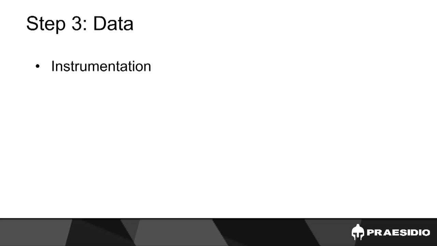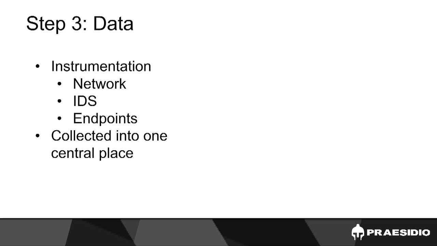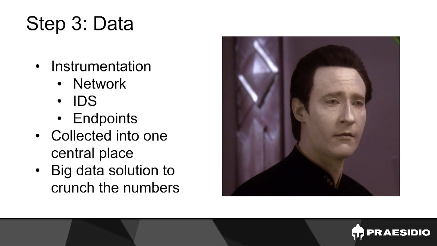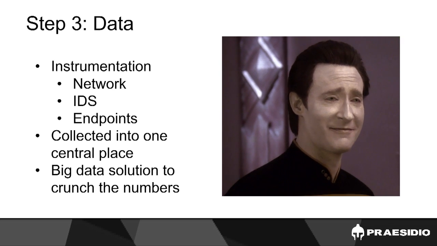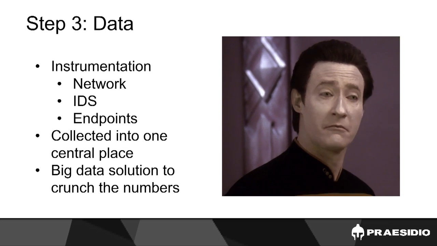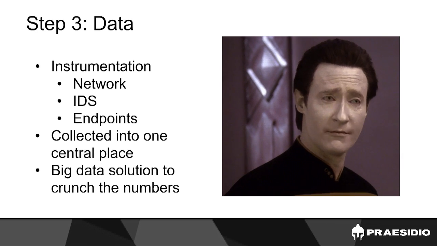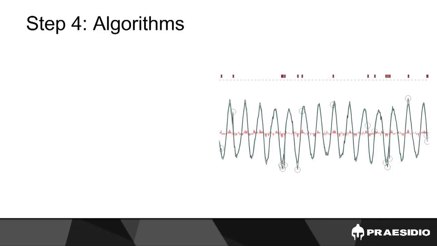Data. This is how you need to figure out how to work out all those things. And the way you're going to do it is instrumentation. So network instrumentation: all of your network devices generate logs. Intrusion detection generates logs. Your endpoints generate logs. All of these things need to have all of the data collected in one central place. Once it's collected in one central place, you can use a big data solution to crunch the numbers. It's data from Star Trek. Wanted to put a big data in there. But you need the big data solution to crunch the numbers and actually run the algorithm.